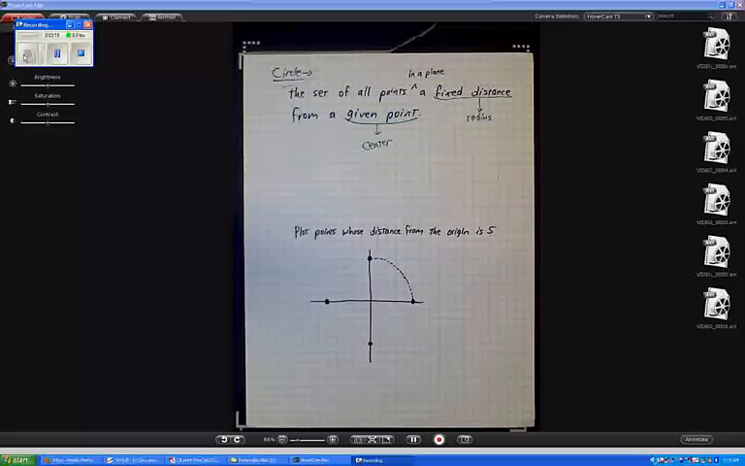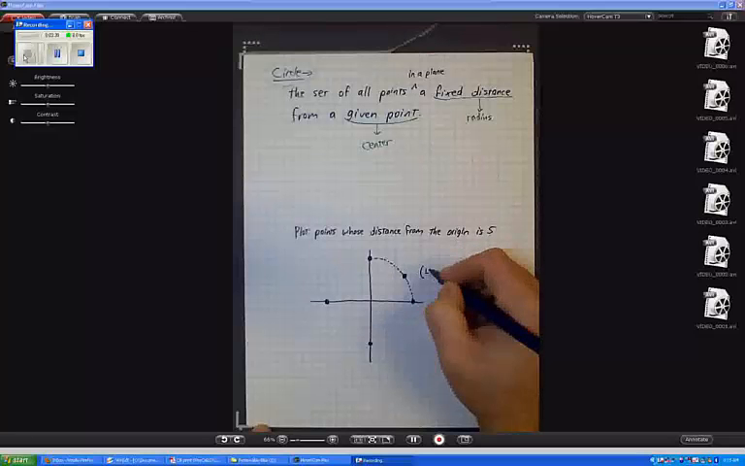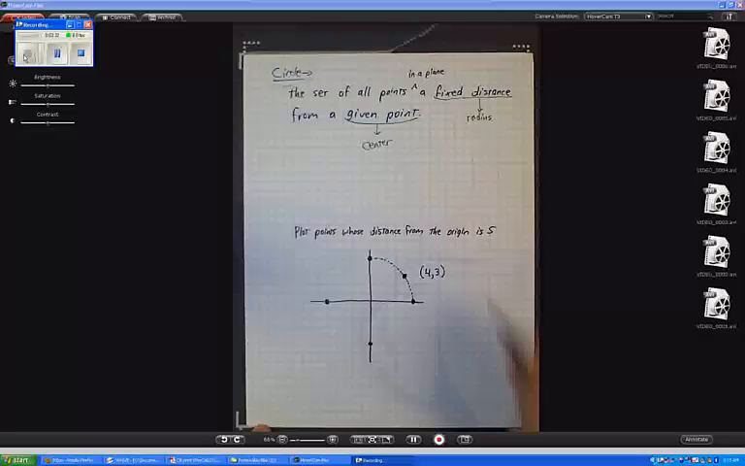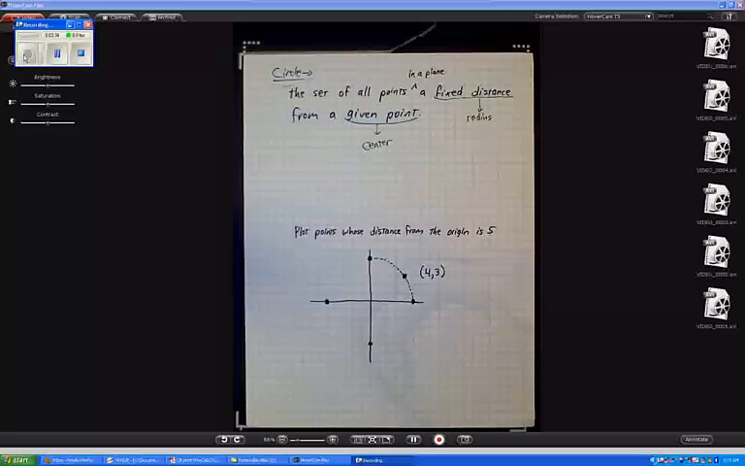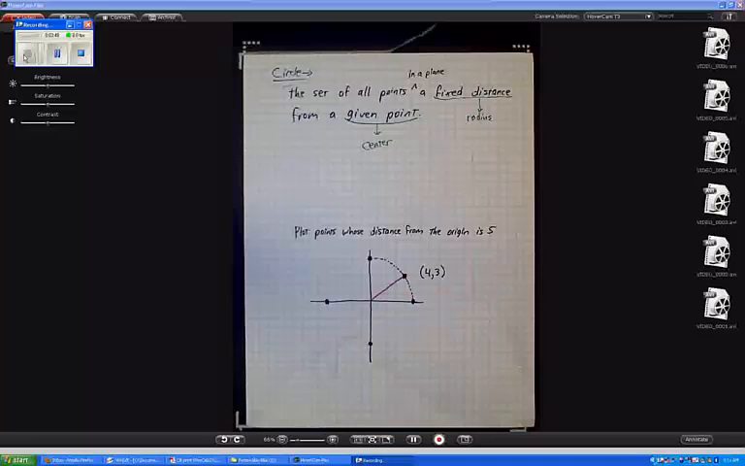Let me give you one of them. How about this one? I claim that 4, 3 is a point whose distance from the origin is 5. So how would I check that? Well, I need to measure that line segment right there. Right? I need to see what that distance is. Now, how would I do that?